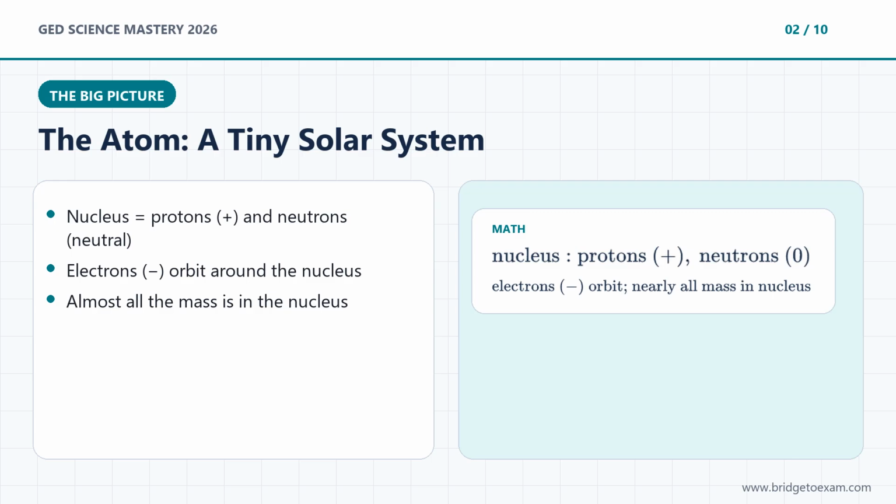Picture an atom like a tiny solar system. In the center is the nucleus, a dense core packed with two kinds of particles: protons, which are positive, and neutrons, which are neutral. Whizzing around the nucleus, like planets around a sun, are the electrons, which are negative. Almost all of the atom's mass is in that tiny central nucleus because protons and neutrons are heavy, while electrons are incredibly light. So, heavy nucleus in the middle, light electrons orbiting around it.